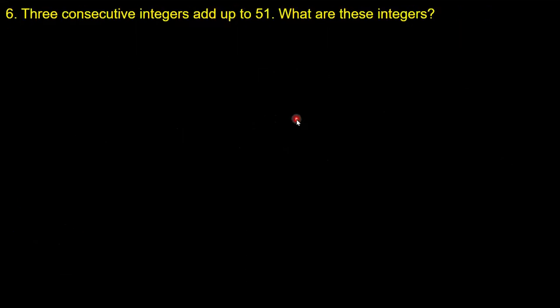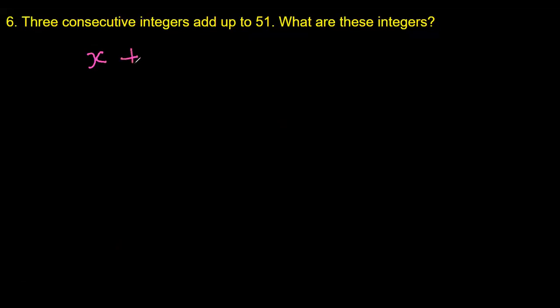The next one is: 3 consecutive integers add up to 51. What are the integers? Look, consecutive integers means one coming after another. If the first one is x, the second one would be x plus 1, and the next would be x plus 2. Like 10, 11, 12, or 21, 22, 23, like that. So we took x, x plus 1, x plus 2, and they say its sum is 51.